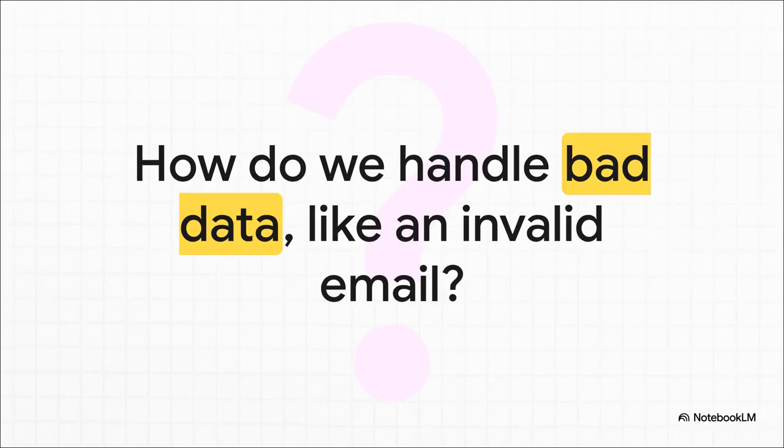So let's use a super common real-world example. Imagine your workflow gets triggered by a form submission, and it's supposed to have a valid email address. But you know users, sometimes they leave it blank, or they just type in junk. How do we handle that without letting the whole automation just crash and burn later on?